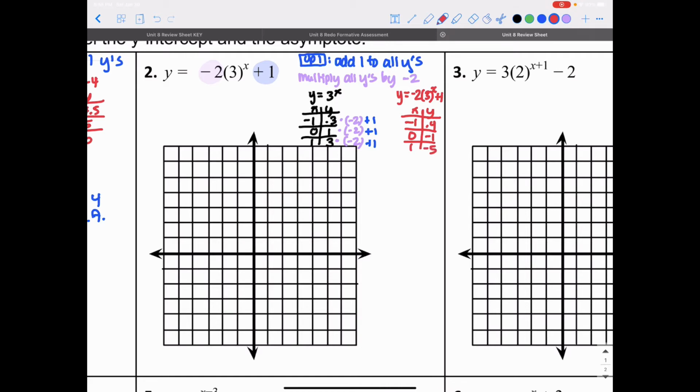And before I plot those points, I'm going to decide what's my horizontal asymptote. I have a vertical shift here. I'm moving everything up 1. So from where it was for the parent function at y is equal to 0, my new horizontal asymptote is going to be at y is equal to 1.